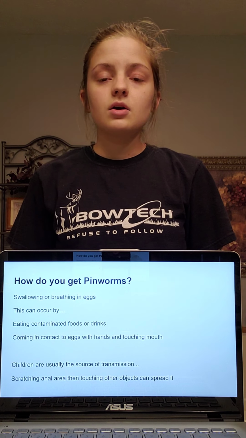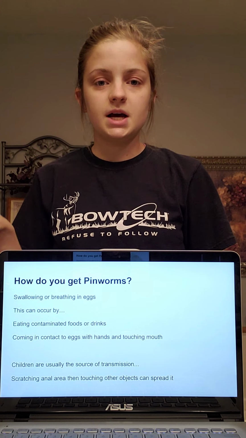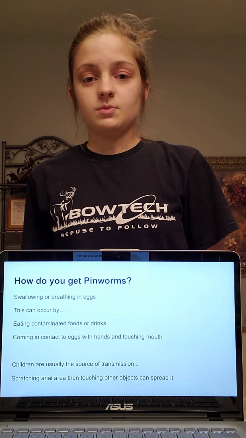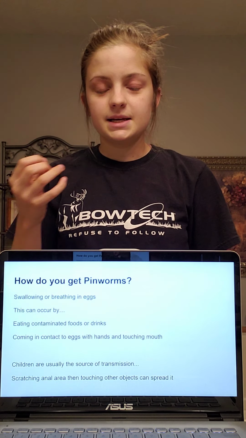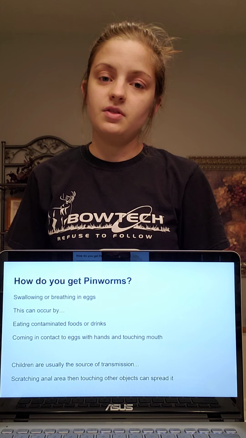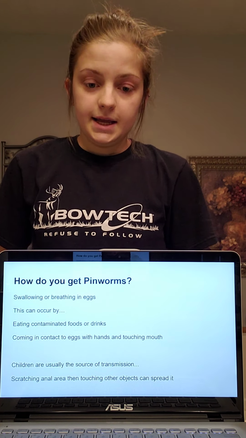The main transmission is usually children, because children touch everything and don't wash their hands. That is one of the major reasons it gets spread, because it gets under their fingernails and they touch their mouths and they touch you and everything else. It's very easily spread.